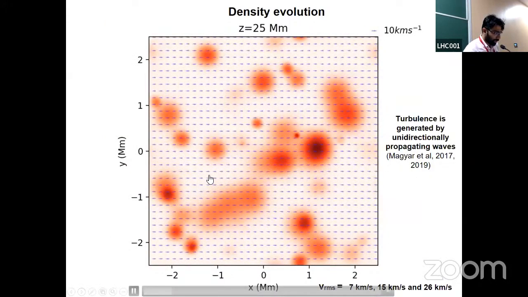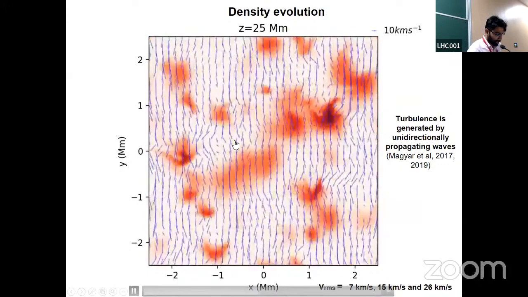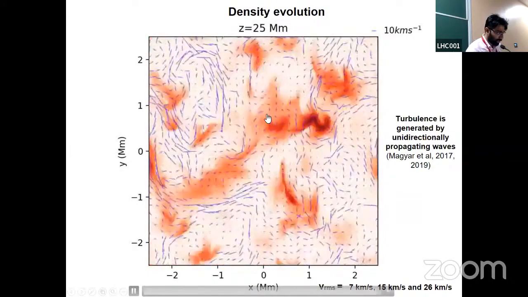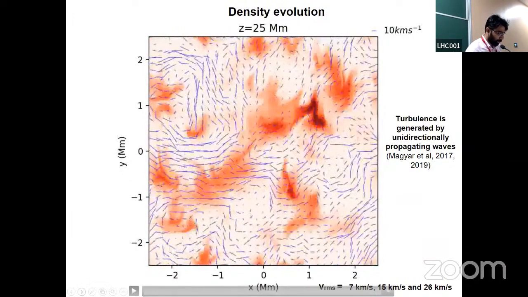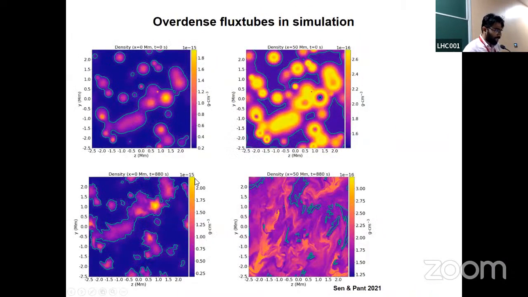So this is at the middle of the simulation tube, and here you can see the generation of the turbulence. And these are the velocity vectors. And now the question is, how does this turbulence change the density structure of the solar corona? So what we did is we put a contour over these density enhanced structures at time t equal to 0 at different heights. This is at the loop bottom, this is at the loop top.